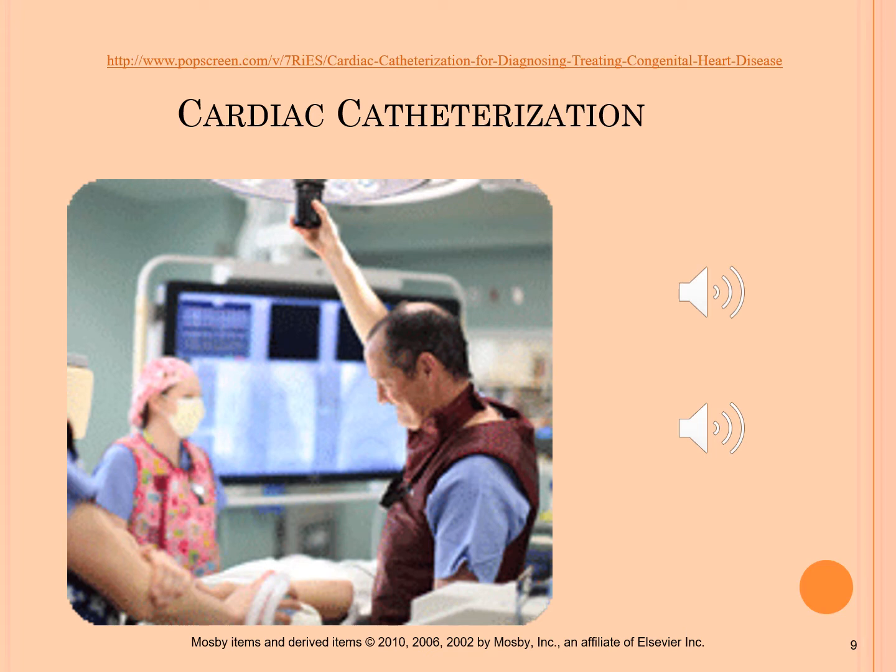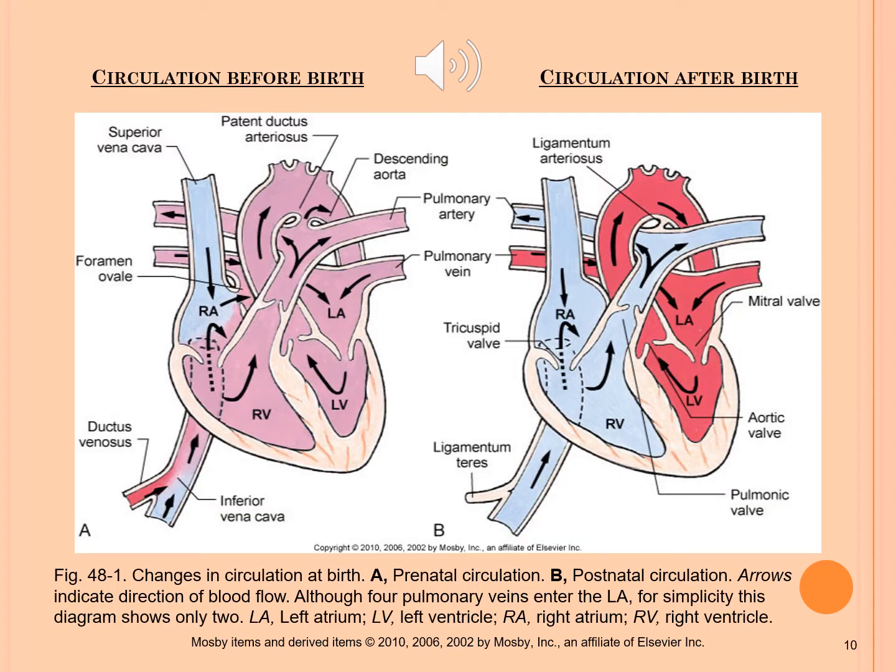Thinking again about post-op catheterization, other things you're looking for or monitoring for are any sort of complications. The most common that we can see following a cardiac cath are dysrhythmias, bradycardia, hemorrhage, hypertension, hypoxemia, or a reaction to the dye. We're going to start talking about congenital heart disorders.